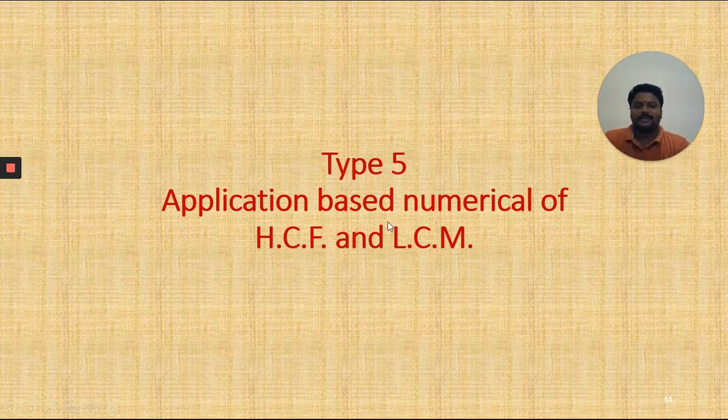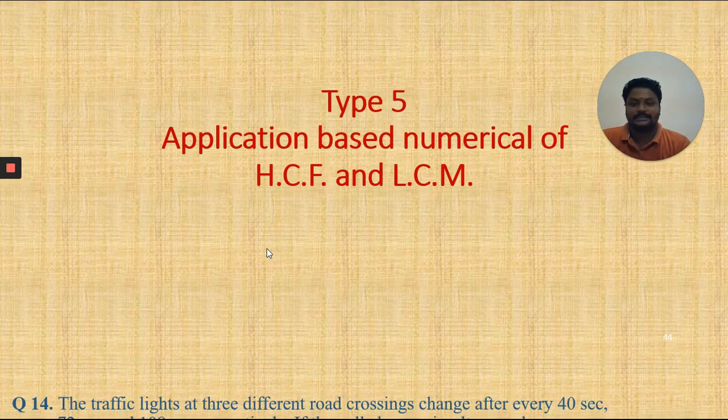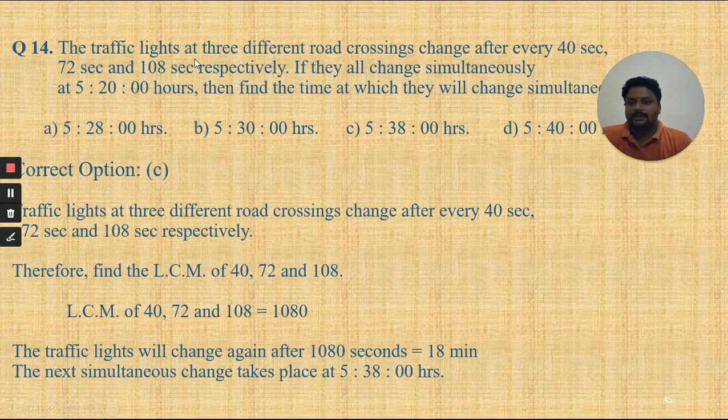Number 5. Application-based numerical on HCF and LCM. The traffic lights at 3 different road crossings change after every 40 seconds, 72 seconds and 108 seconds respectively. If they all change simultaneously at 5 hours 20 minutes 00 seconds, then find the time at which they will change simultaneously again. Four options are given. The correct option is C. So how to find option C?